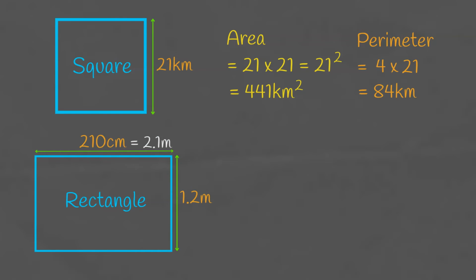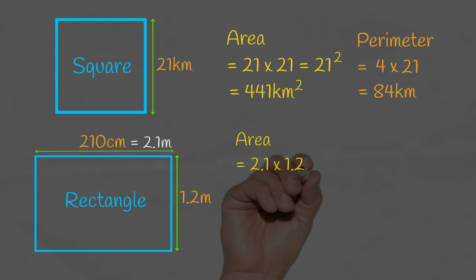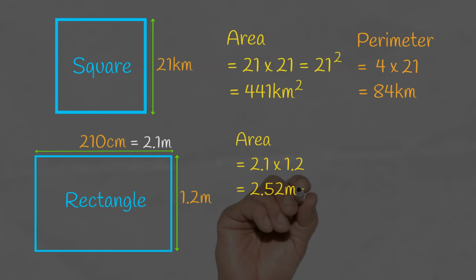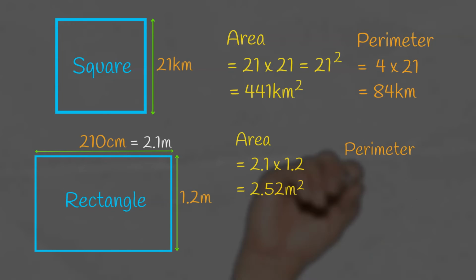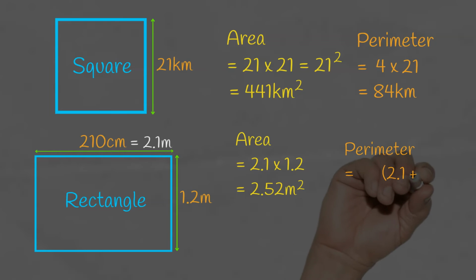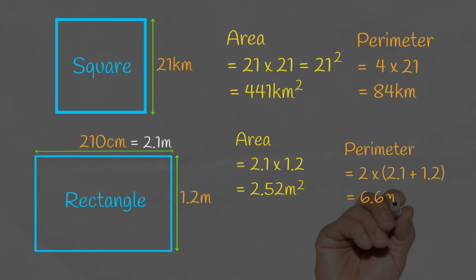So now we can work out the area, which is 2.1 times 1.2, so it's 2.52 meters squared. And for the perimeter, we add up the 2 sides, 2.1 plus 1.2, and then we times them by 2, and the answer is 6.6 meters.